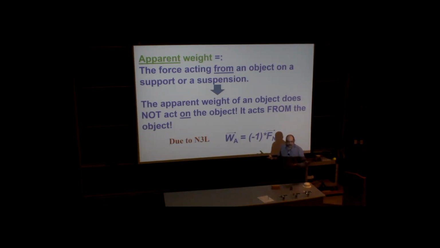This word, weight, people use all the time, but even people who do science very often use it loosely. They say weight, but they mean something very specific, the apparent weight. The definition is, apparent weight is a force acting from an object on a surface or support or on a rope suspension. That's what it is.